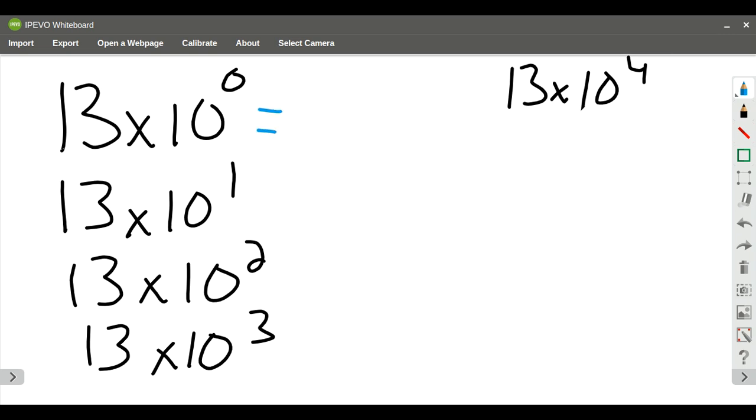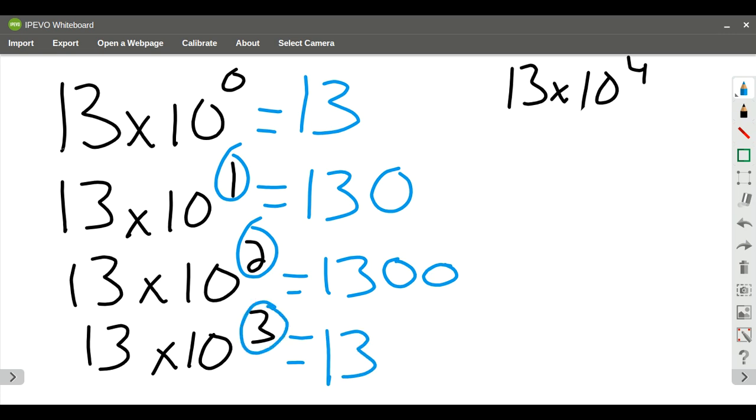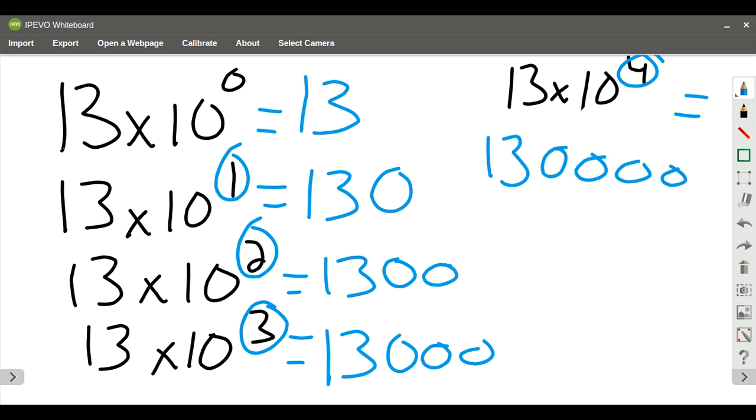So if I have 13 times 10 to the 0 power, it's just going to be 13. I don't add any zeros. Here, I have 1, so I'm going to add 1 0. Here, I have 2, so I'm going to add 2 zeros. Here, I have 3, so I'm going to add 3 zeros. And on this last value, I have 4, so I'm going to add 4 zeros. Then I'm going to go back, put my commas in to make it nice and easy to read. 1, 2, 3. 1, 2, 3. And that's where I have my answers.